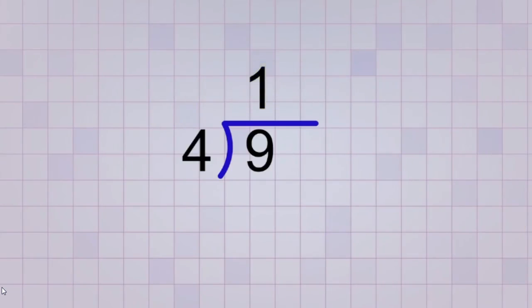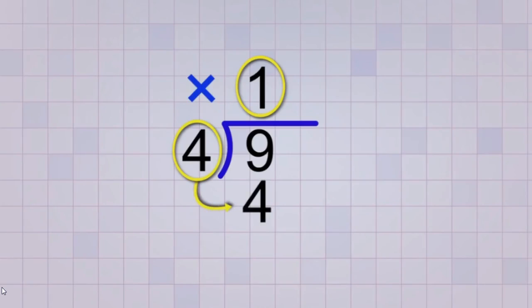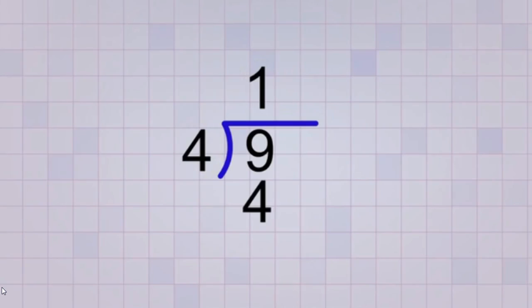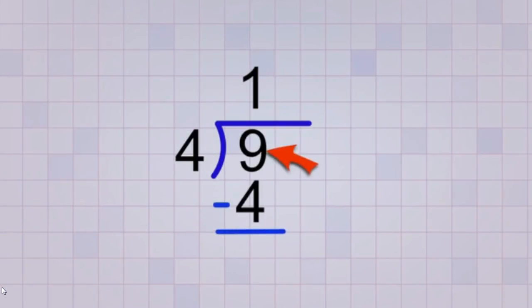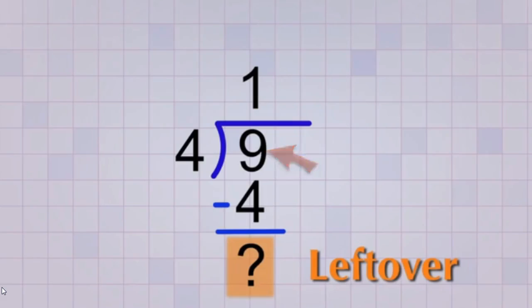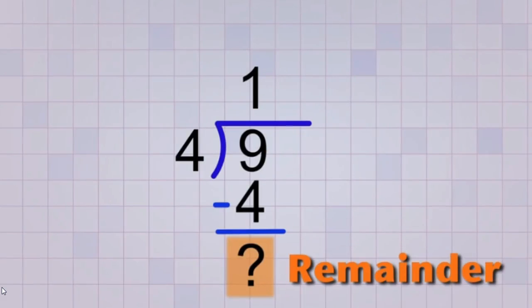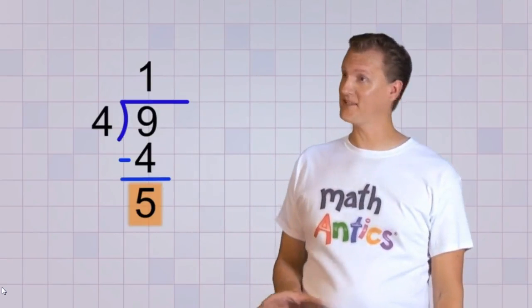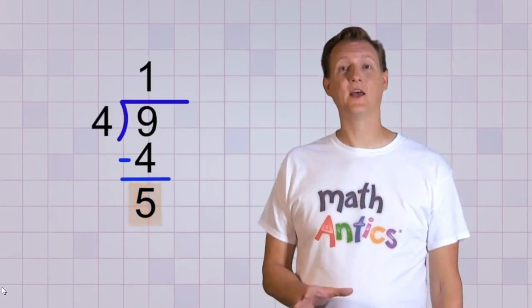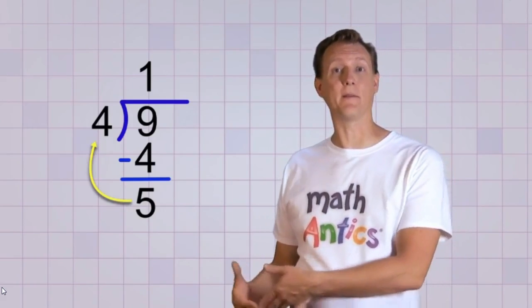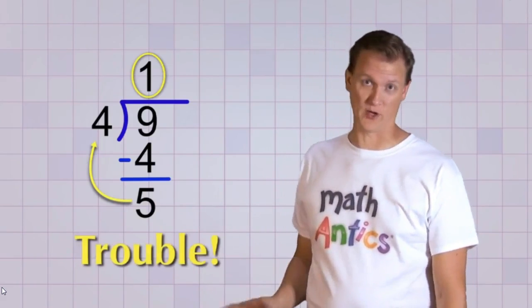Well, now, the next step in the procedure is to multiply that answer I put there, the 1, by the number of groups out front here, the 4. And I write the answer to that multiplication down below the number I'm dividing up, the 9. I do that so I can subtract that amount from the 9 to see how much I'm going to have left over, to see how big the remainder will be. And when I do that, I see that 9 minus 4 will give me 5. That's a pretty big remainder. In fact, the remainder is bigger than the number I'm dividing by, and that's why this answer is trouble.